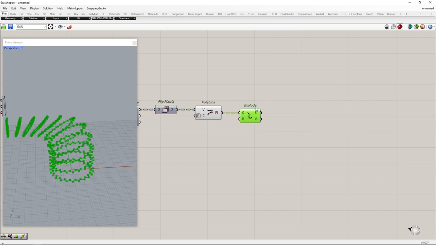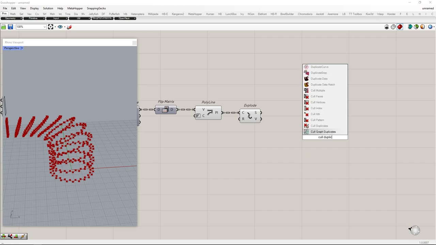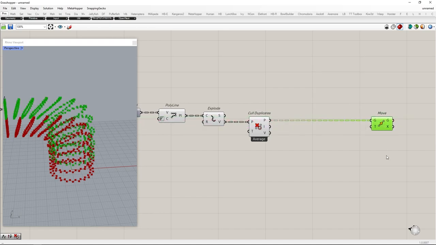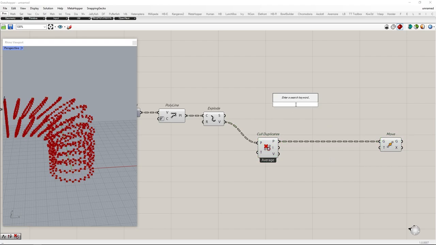Extract each vertex and edge by exploding it. Some vertices are duplicated, so I can remove them by a component called cull duplicates. Now we can move each vertex in the direction of each corresponding segment.